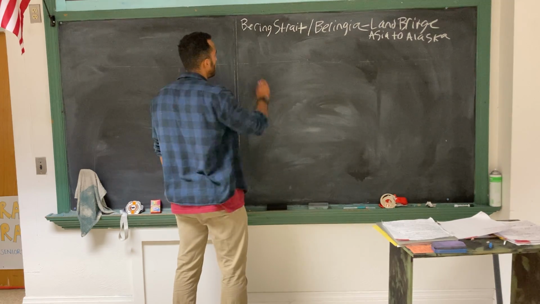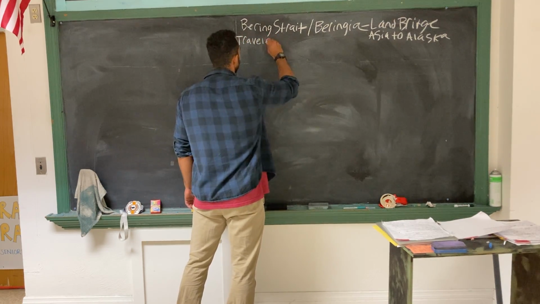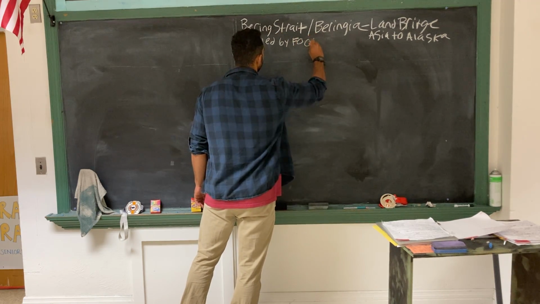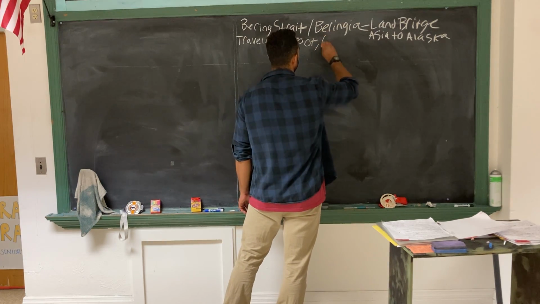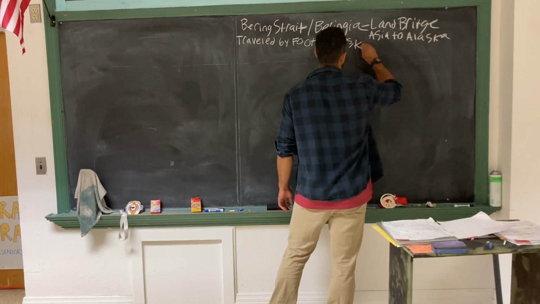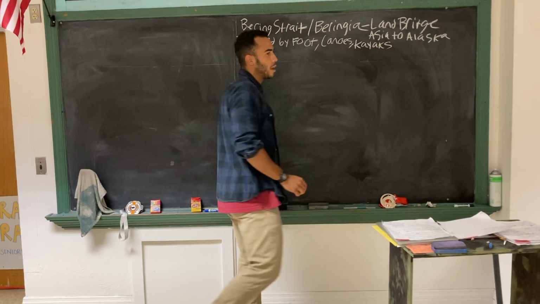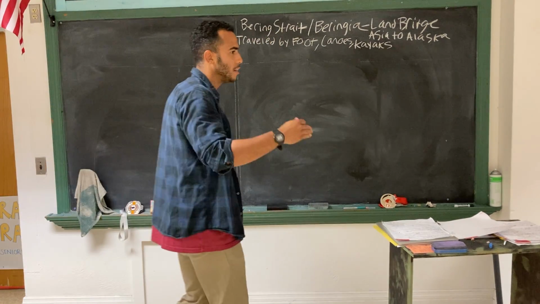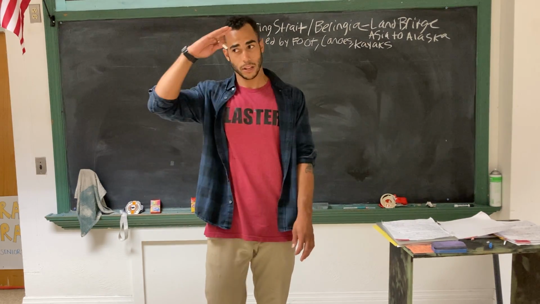Cash, you said they traveled by foot, right? Traveled by foot. Canoes. Kayaks. And we're going to tie these both in together with the way that they lived. So survival, during the Ice Age. We're not talking about 10,000 years later when the ice melts.